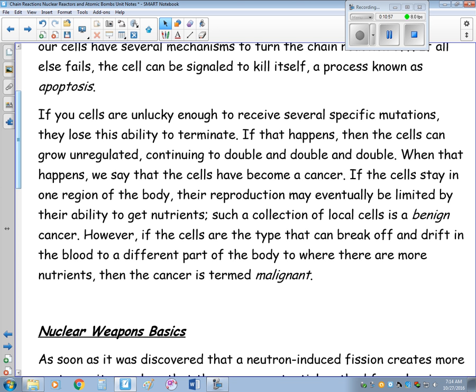If the cells stay in one region of the body, their reproduction can be limited by their ability to get nutrients. So if you have a cancerous growth that stays in one place, it eventually runs out of nutrients, and then we call that a benign cancer. However, if those cells are the type that can break off and drift in your bloodstream to a different part where they can get more nutrients, then we call the cancer malignant.